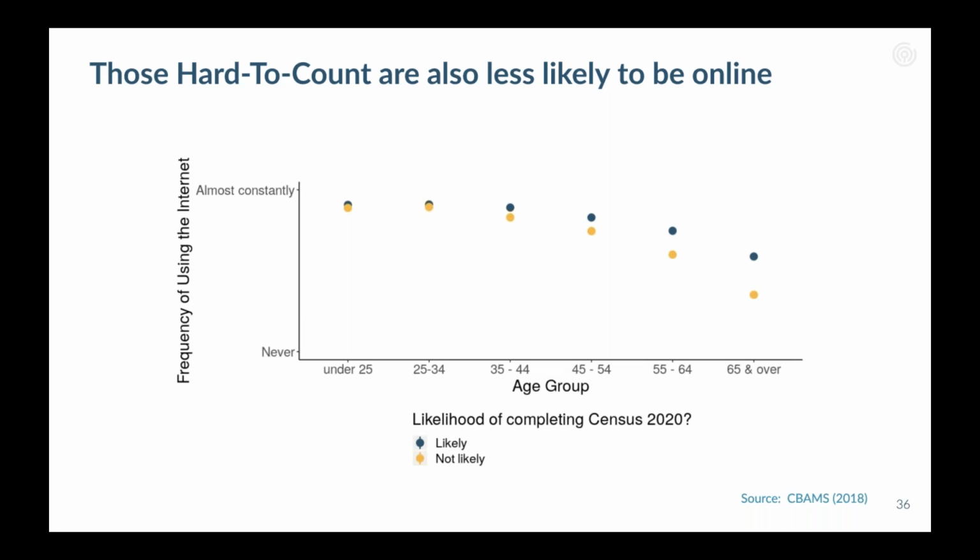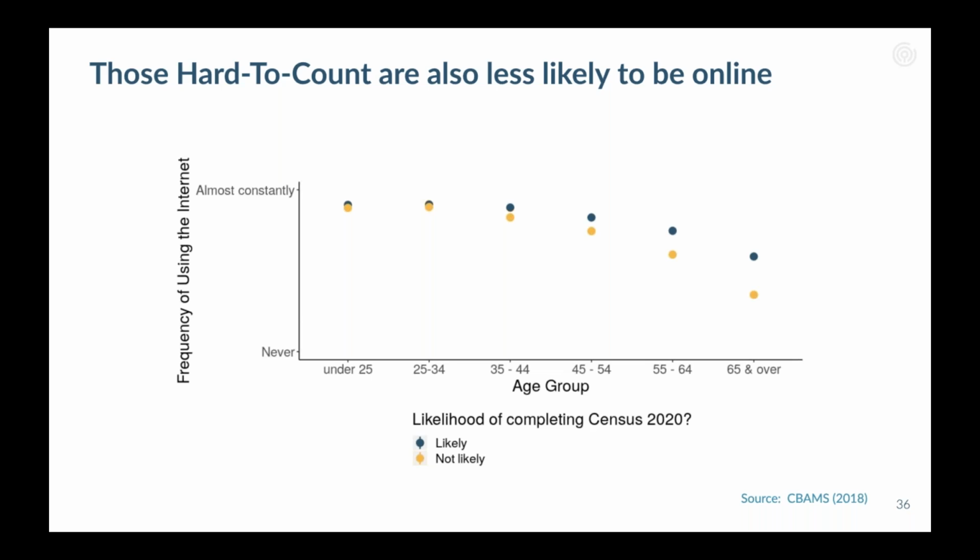In terms of age, we see a different pattern, and one that it's worth noticing in terms of the strategies that we choose. For those under 35, we can see that there's not really a gap between those who are likely and not likely to fill out the census. This would indicate, for instance, that strategies such as the online strategy that Anna was talking about before might be useful to reach the hard to count in this group.